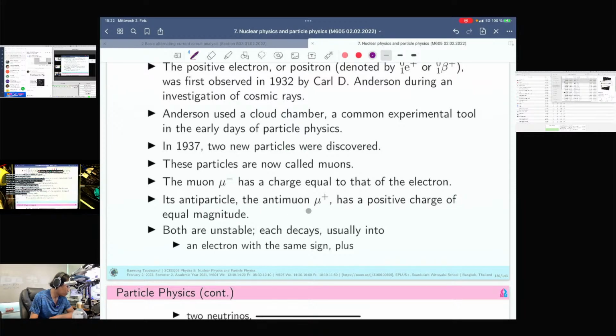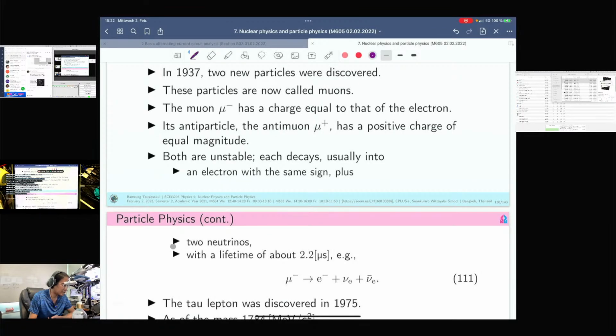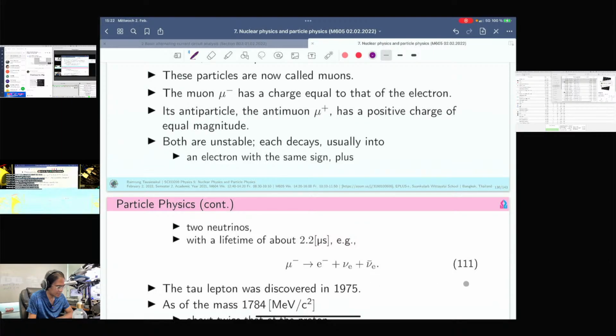The muon positive is the anti-muon. Both are unstable and will decay into an electron with the same sign. If you start from the muon negative you end up with a typical electron; if you start from the anti-muon, or mu plus, you end up with a positron. Apart from the electron you get two neutrinos, a neutrino and an anti-neutrino. The lifetime of the muon is very short, about 2.2 microseconds, so you cannot see a muon easily because it decays rapidly.